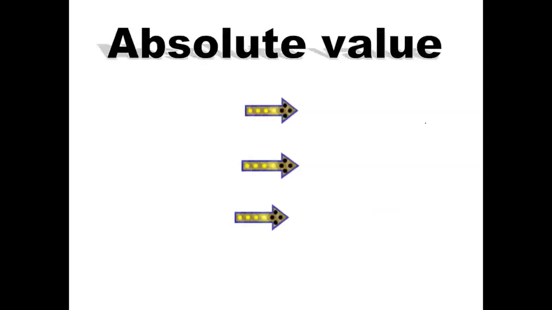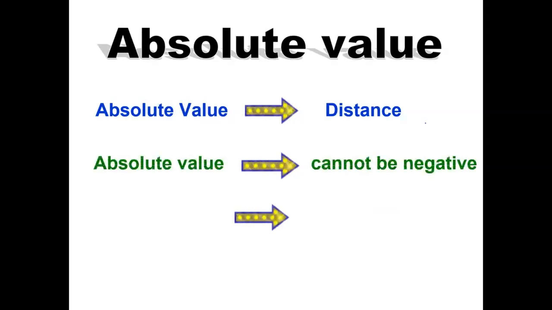Let's talk about the absolute value now. Three things before we start learning about the absolute value. The word absolute value has something to do with distance. Keep in mind, absolute value cannot be negative. The reason why is because distance cannot be negative. You cannot drive negative miles.